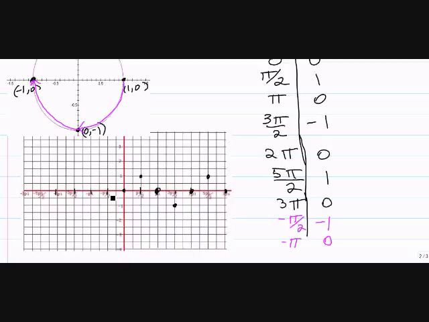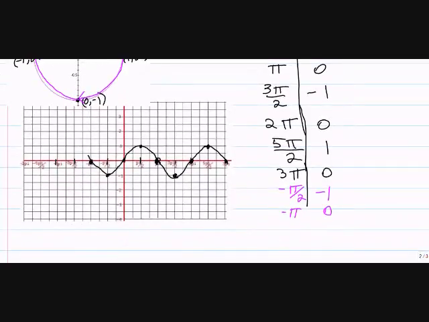Negative pi over 2, I'm at -1. Negative pi, I'm back at 0. Let me see what this function is looking like. Oh, so there's more than one cycle here. I see, but between 0 and 2 pi, I see 2 cycles, and that will be something important starting Monday.